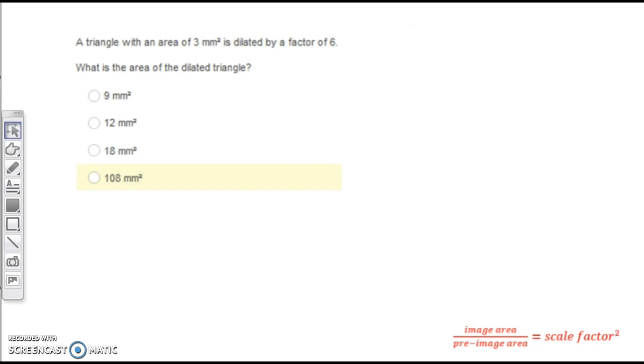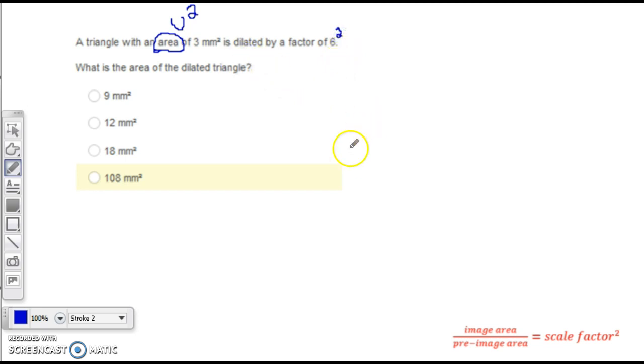Alright, so the first quiz question. A triangle with an area of 3 millimeters squared is dilated by a scale factor of 6. What is the area of the dilated triangle? Okay, well the important thing to note here is we're dealing with area. And the units for area is units squared. So we're going to take our scale factor and we're going to make sure that we square it.